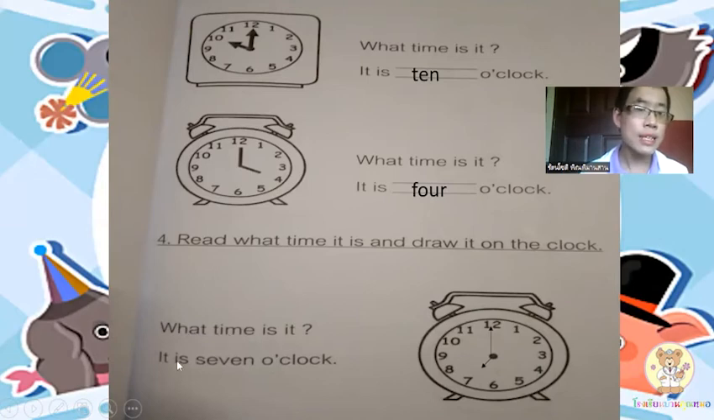What time is it? It is 7 o'clock. So they tell you that right now it is 7 o'clock. So you need to draw shorthand, point at number 7, like this. And after that, you need to draw the longhand point at number 12, like this. Because right now it is 7 o'clock.